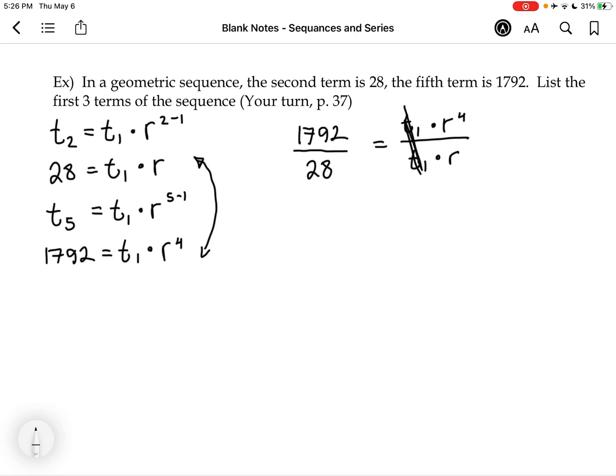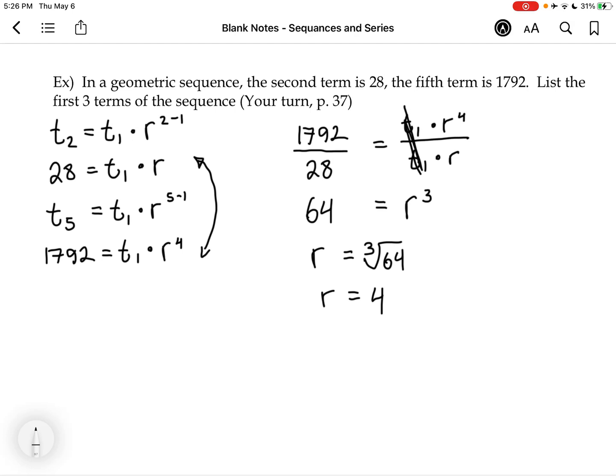And 1792 divided by 28 is 64. And r to the 4 over r is r cubed. So therefore, r has to be the cube root of 64. The cube root of 64 is 4.